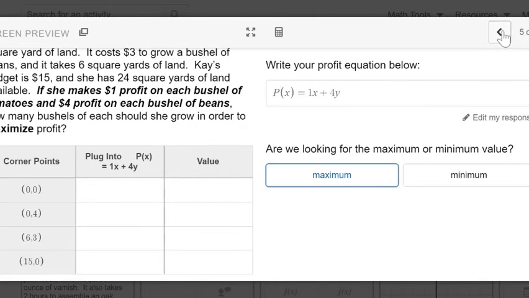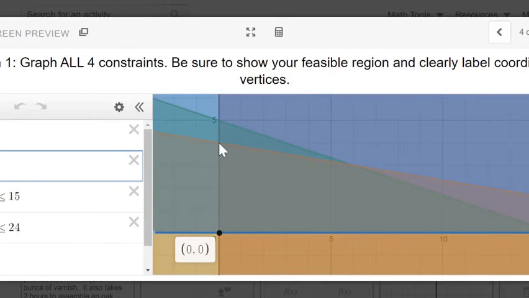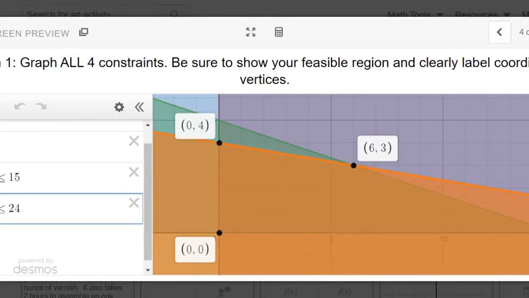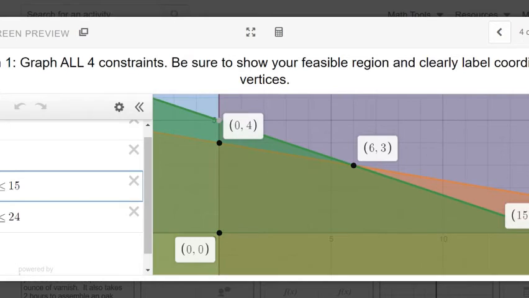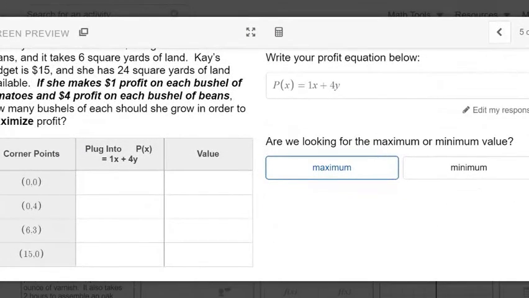These were all 4 of those points from here: 0, 0; 0, 4; 6, 3; and 15, 0. So I'm going to plug them into my profit equation. So what happens if I make 0 tomatoes and 0 beans? It's 1x plus 4y. So I delete my x, and I put 0 in for x, because that's my x coordinate, and 0 in for y, because that's my y coordinate, and I hit enter, and it gives me 0.